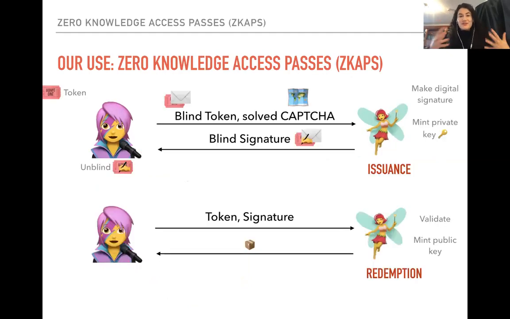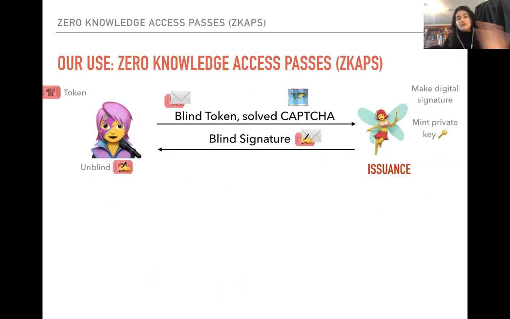Anyways, so we have a batch of tokens, but I'm going to show you the protocol. So this slide you have already seen. This is kind of the high-level idea. How does this actually work? We're going to look at the issuance first.